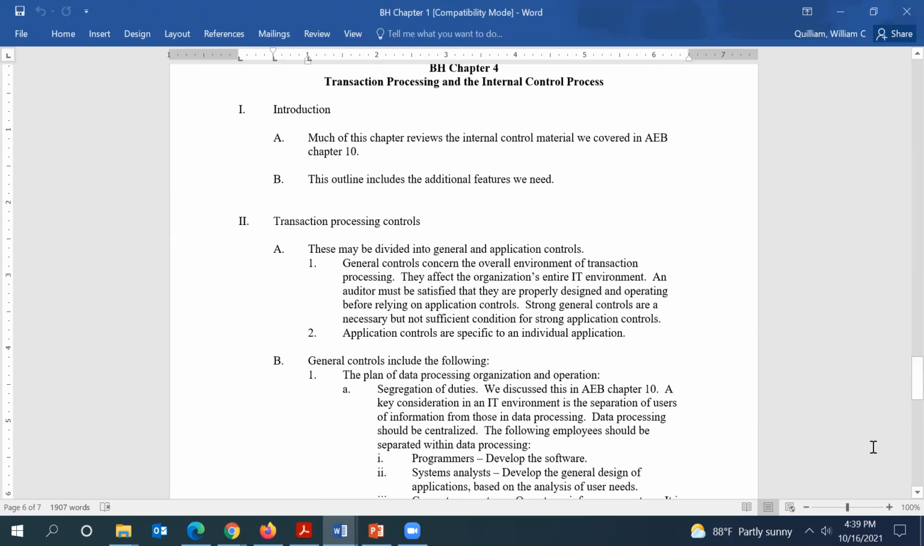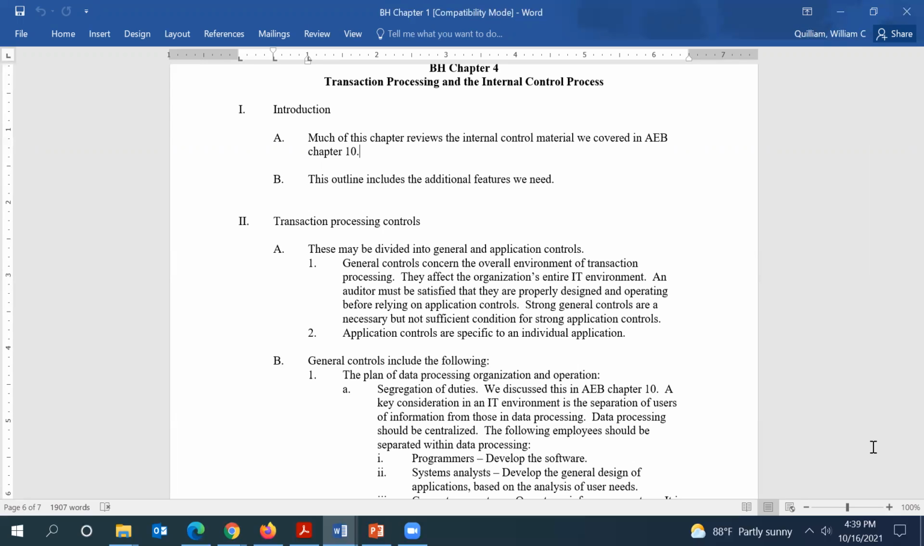So first of all, transaction processing controls. We can divide these into general and application controls. We should know the difference. Well, general controls concern the overall environment of the transaction processing. They may affect the organization's entire IT environment. An auditor must be satisfied that they're properly designed and operating before relying on application controls. Strong general controls are a necessary but not sufficient condition for strong application controls.